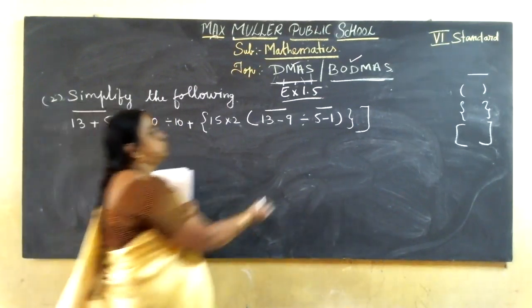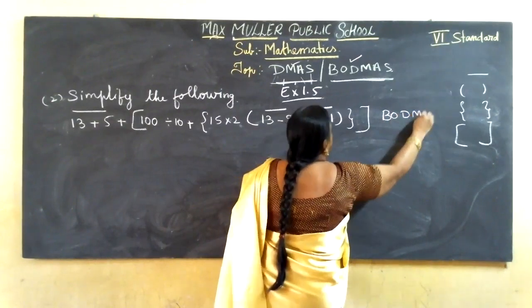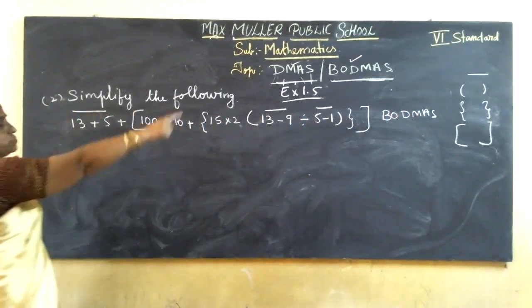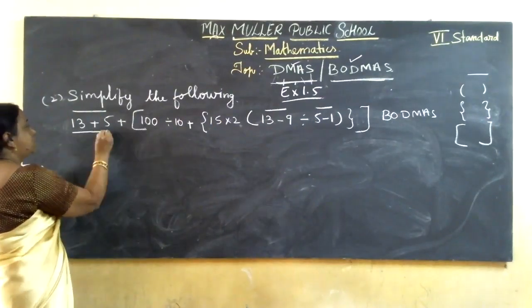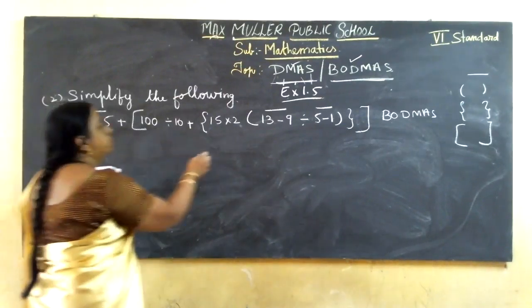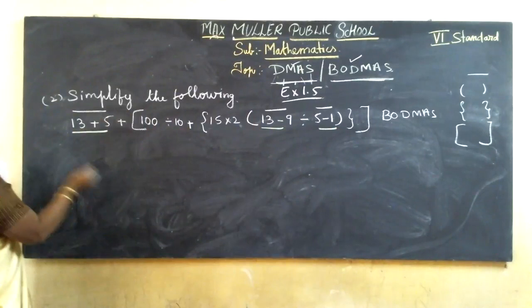So which rules should you follow? BODMAS rules. We'll solve one by one. First we'll go for which one? Vinculum. From where to where? I'll use the color chalk for this. All three vinculums you should solve. Remaining all copy as it is.